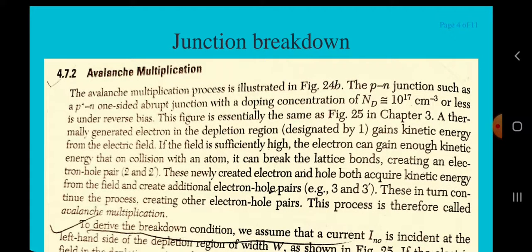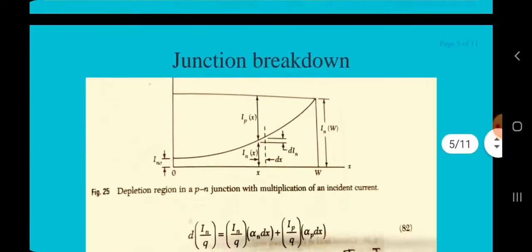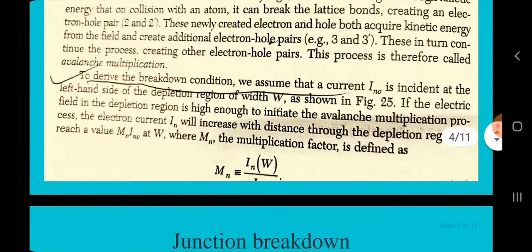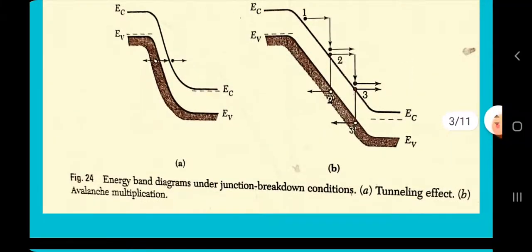The avalanche multiplication process is described here in this diagram, that is, diagram B. The PN junction, such as a P+N one-sided abrupt junction with doping concentration Nd of about 10^17 per cubic centimeter or less, is under reverse bias. This figure is nearly the same as we have seen earlier.